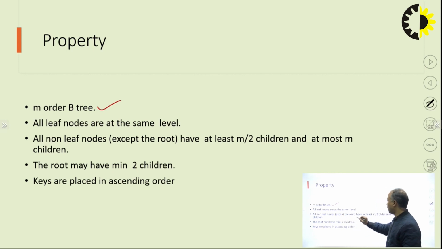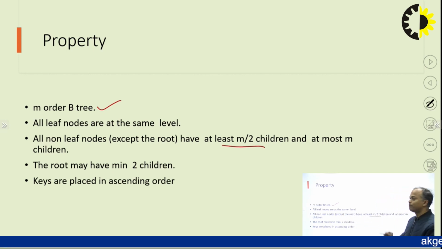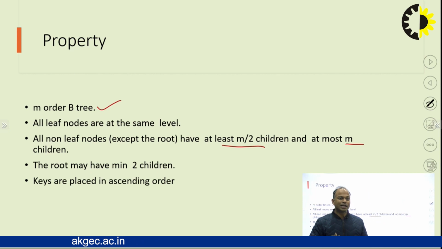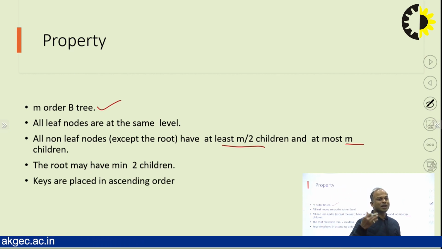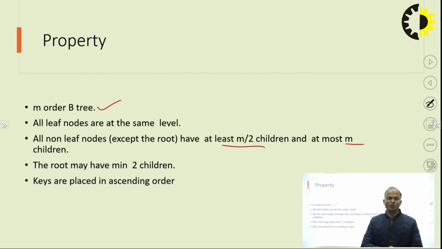After that, it has another important property. All non-leaf nodes have at least m by 2 children. The word is at least, and at most is m. So m tells you how many children are possible. The maximum m children are possible and the minimum m by 2 children are possible. This m by 2 is basically a ceiling value. Sorry, not floor value, it is a ceiling value. We have to take the upper one.